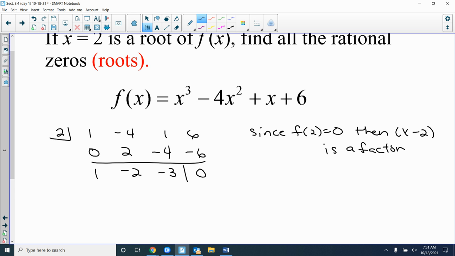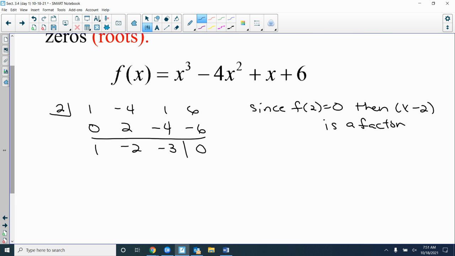And so what I can do is I can take f of x. That means x minus 2 divides into it evenly. And that's our answer, the remainder here, the depressed polynomial. So f of x now is the same as x minus 2 times x squared minus 2x minus 3. Make sure you understand, if I multiply these together, I get back the original. Since it divides into it evenly, I write it as a multiplication problem.